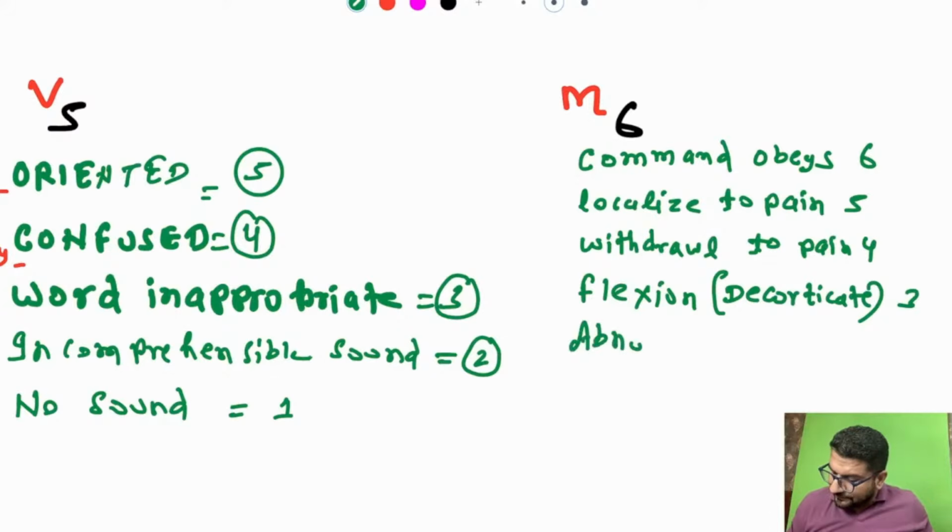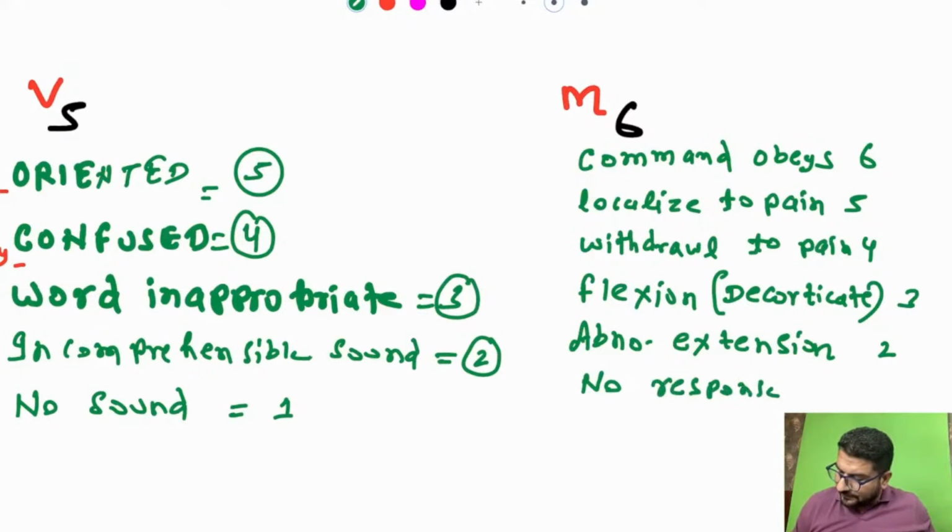Then patient is coming to you with abnormal extension. Then we give score of 2. And there is no response. When we see no response, we give score of 1. Abnormal extension को हम बोलते हैं decerebrate. So we have decorticate and we have decerebrate.